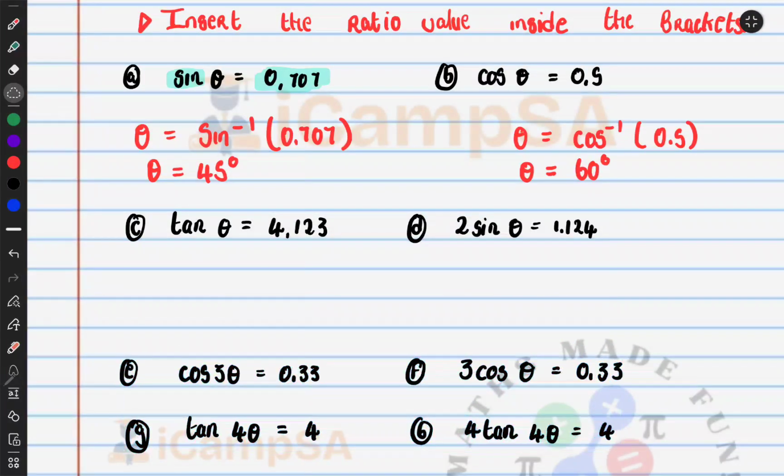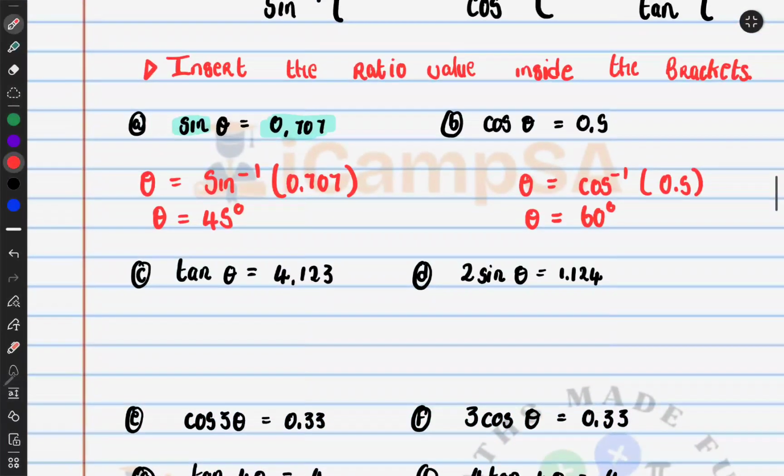Okay, and then let's go ahead and evaluate the others. You just follow those steps that I've laid down for you. To make theta the subject, you say theta is equal to, press shift and then you press tan. It should appear like this. It's going to be tan inverse. You insert the ratio that we're given here, which is 4.123, and therefore you punch the equal sign. Theta is going to be equal to 76.37 degrees.